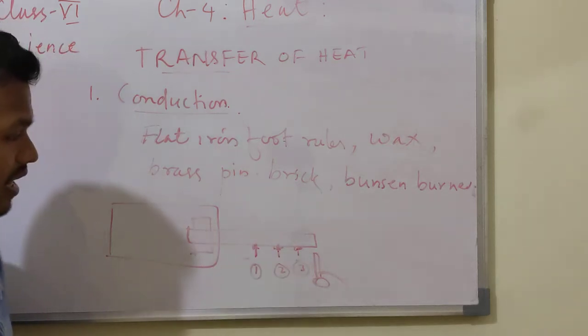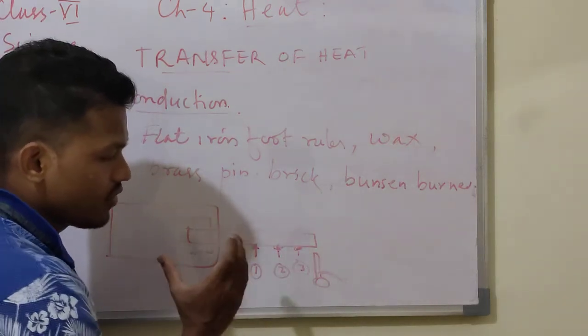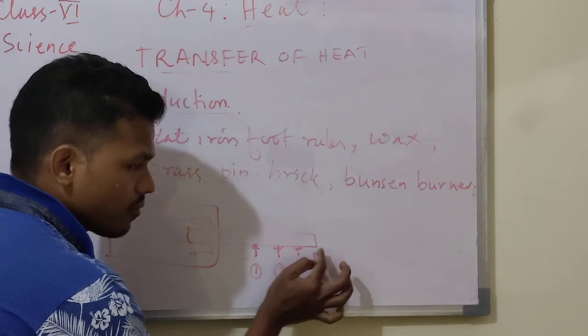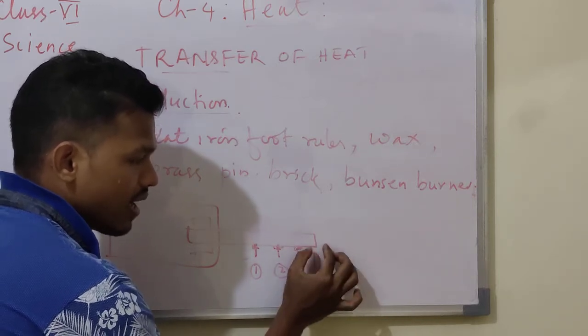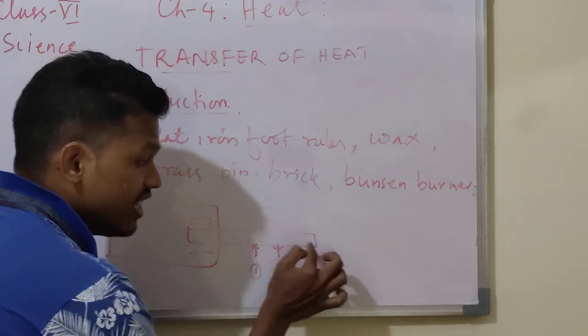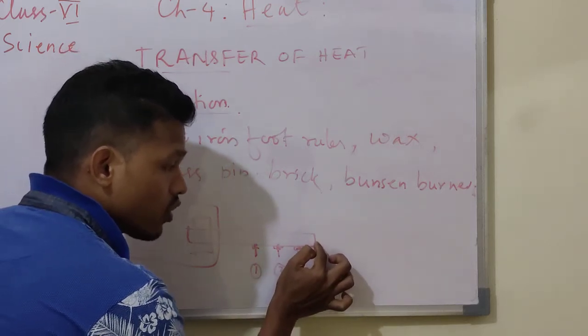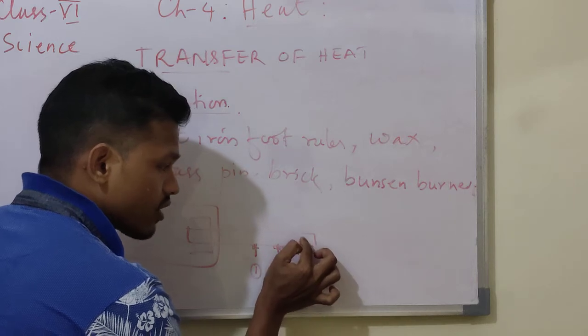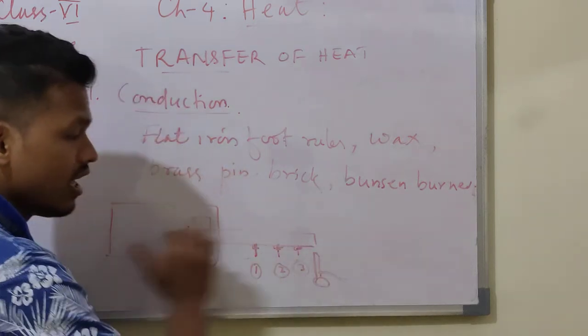Then similarly, what do you observe here? First, the pin nearest the flame falls, then the second one, then the third one. So we can conclude that heat transfers from the hotter end, and then it travels to the colder end.